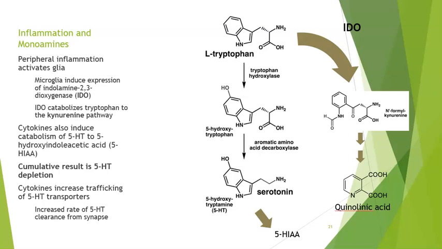Now, cytokines also increase the trafficking of serotonin transporters, and this will increase the rate of serotonin clearance from the synapse. So yet again, we're getting even more depletion of the serotonin in the synapse. So it seems like inflammation is increasing the monoamine deficiencies. So is it the lack of monoamines that's causing depression, or is it the inflammation causing the lack of monoamines causing depression?